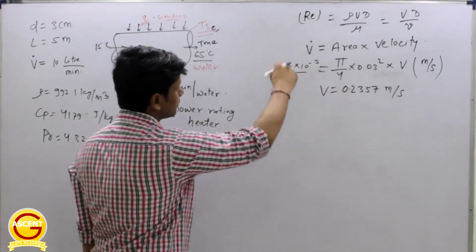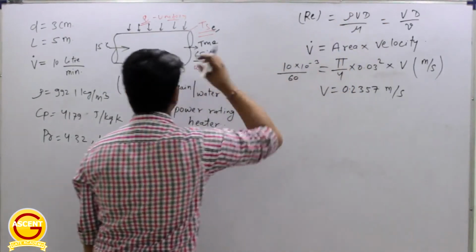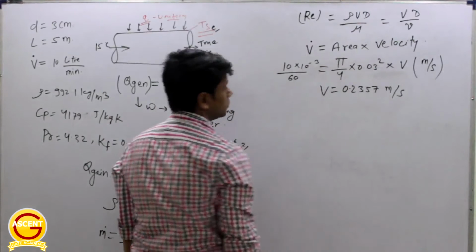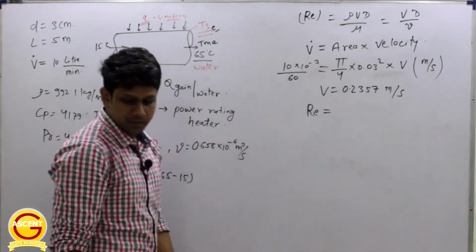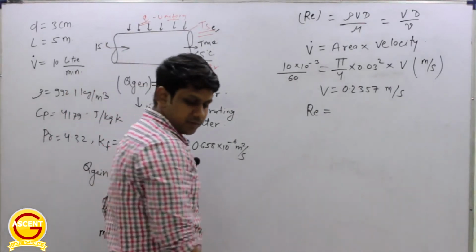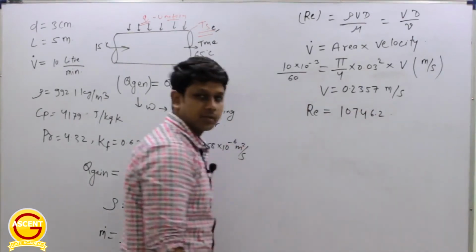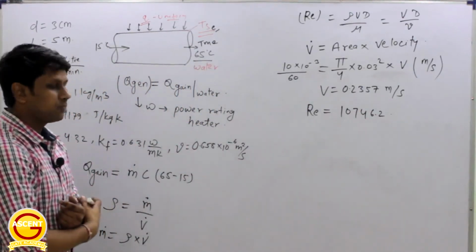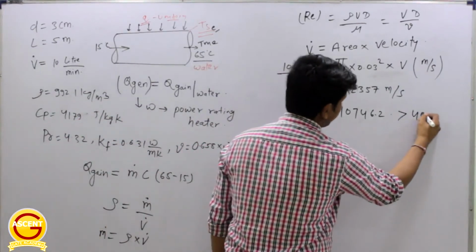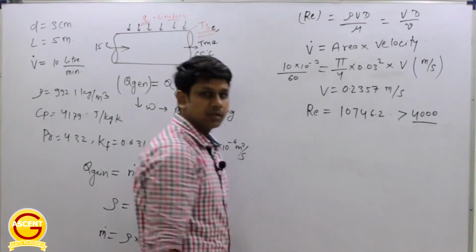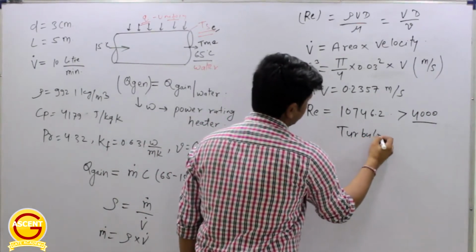Okay, now calculate the Reynolds number. Density you already know, velocity you already know, d is given 3 centimeter and nu value also you know, right? So when you calculate this Reynolds number, you will get 10746.2. Okay, this is our Reynolds number. And in case of pipe flow, we know if Reynolds number is greater than 4000, then it is a turbulent flow, right? So here we can say this flow is a turbulent flow.